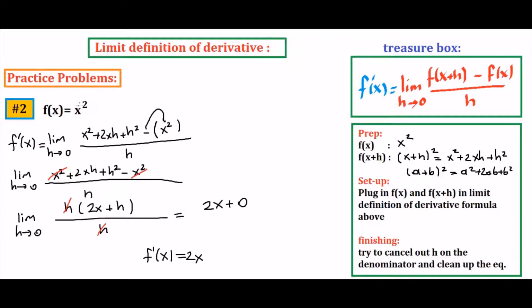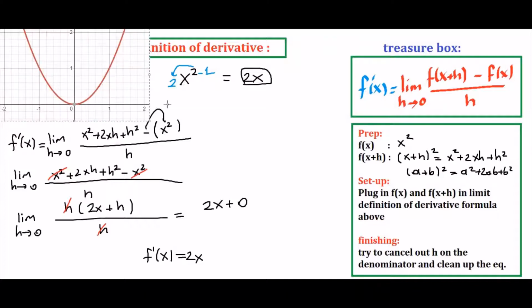So f prime of x is equal to 2x. We already knew it, because if you apply the power rule, 2 comes in front, and then you subtract 1 from the power. So it will be 2 times x to the first power, which is 2x. Now we know that f prime of x is 2x.